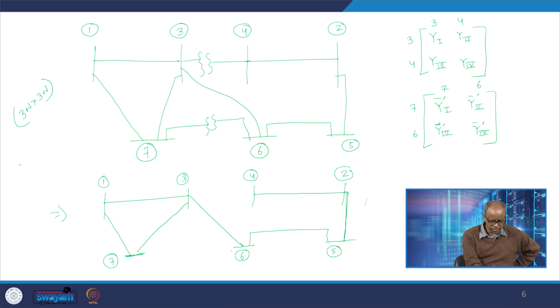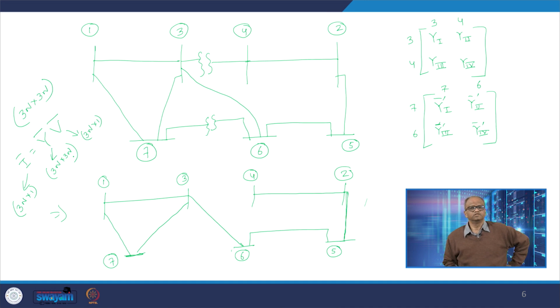So now we have got this relation I equals YV. Here I is 3n cross 1, the vector of the bus injection currents. V is also 3n cross 1, the vector of the bus voltages, and Y is 3n cross 3n, the Y bus matrix, which includes the effect of all the lines and the transformers. So in the next class we will start with this equation and proceed. Thank you.